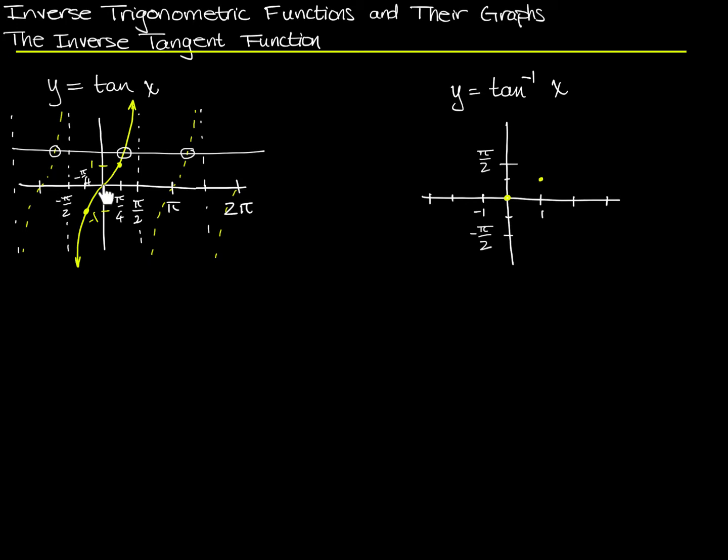Equally, based on my point for tangent at negative pi over 4, negative 1, I will have a point on my tangent inverse graph at negative 1, negative pi over 4. So I have a point there. Where I used to have vertical asymptotes, I now have horizontal asymptotes. Sketch those in a little bit.